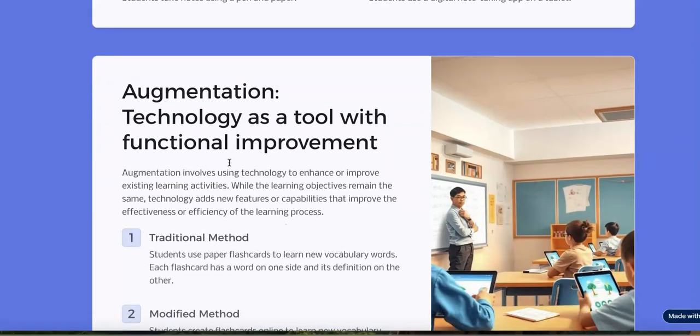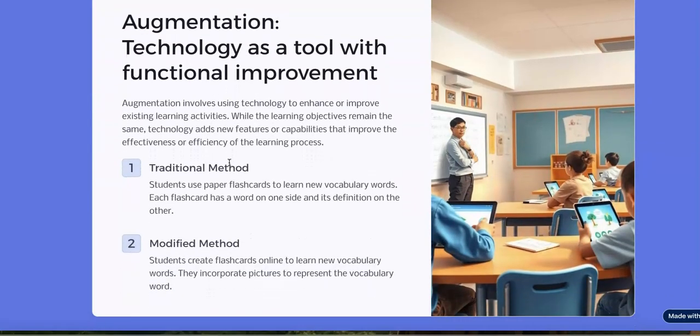All right, let's go to augmentation, a tool with functional improvement. So augmentation uses technology to enhance or improve existing learning activities. While the learning objectives remain the same, technology adds new features or capabilities that improve the effectiveness or efficiency of the learning process. Okay, so what's the old traditional method?